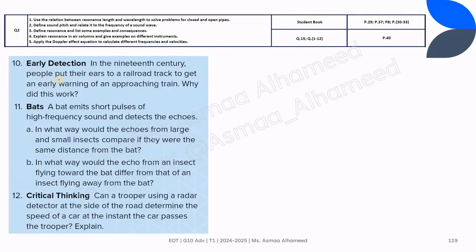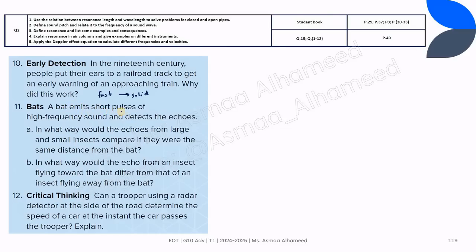In the 19th century, people put their ears to a railroad track to get an early warning of an approaching train. Why did this work? We said that the sound goes fast in solid, so when they put their ears on the ground, this is solid, and the sound gets there faster.